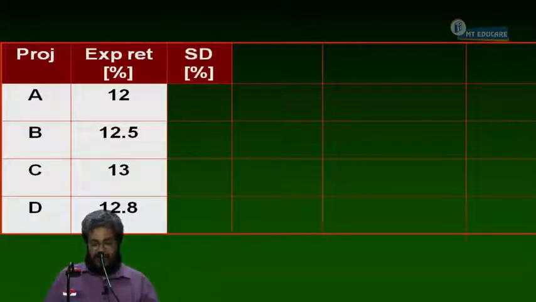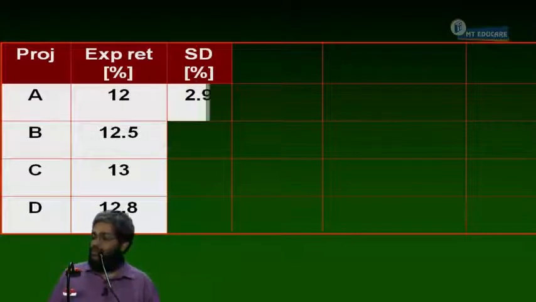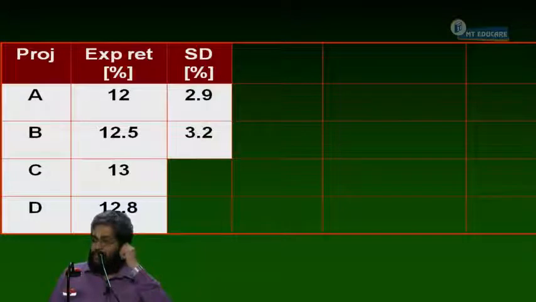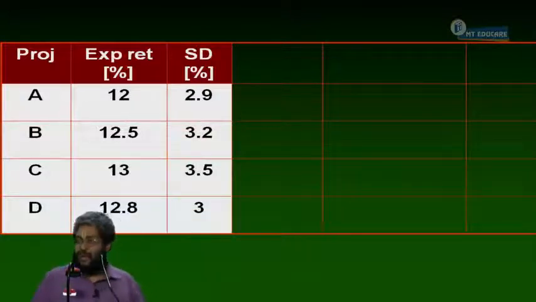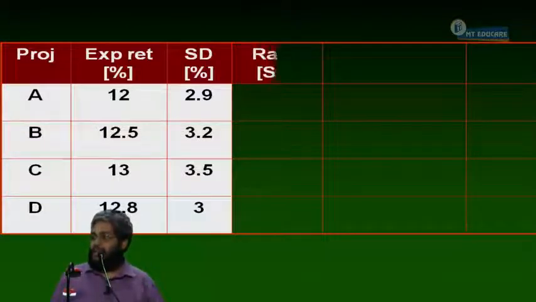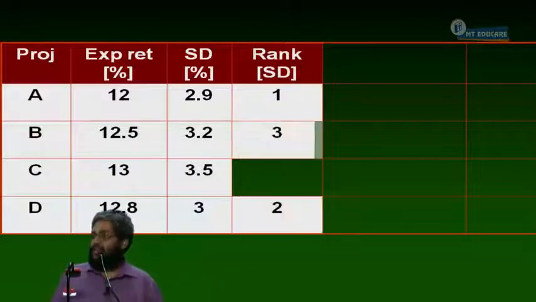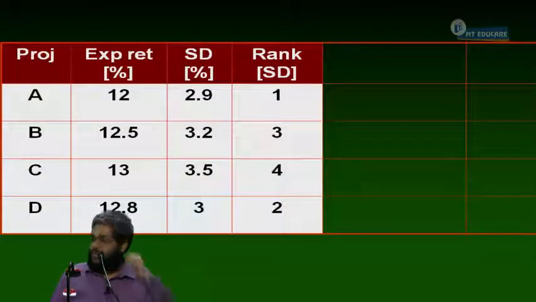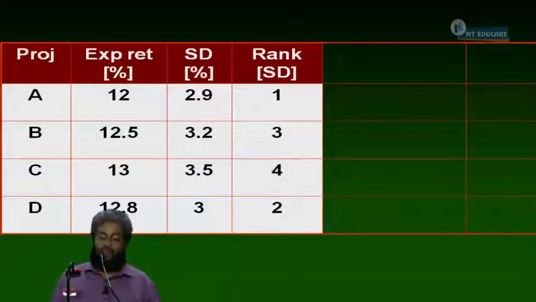Standard deviation. What is the standard deviation of A, B, C and D? 2.9, 3.2, 3.5 and then 3. Can I proceed? Next, rank. Already we just did it. Standard deviation rank is 1, 3, 4 and 2. We rank based on standard deviation 1, 3, 4 and 2.